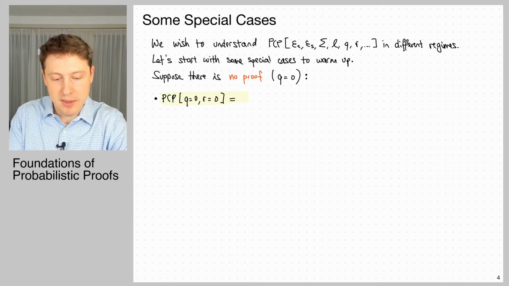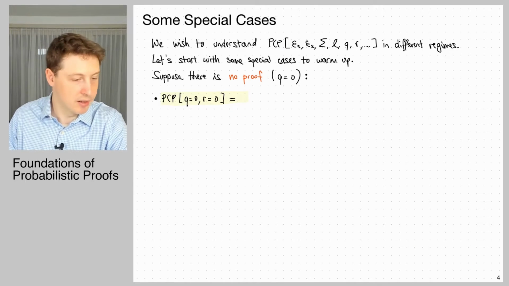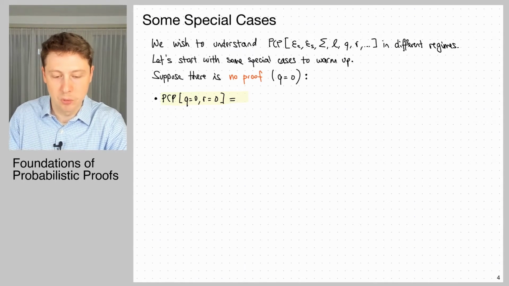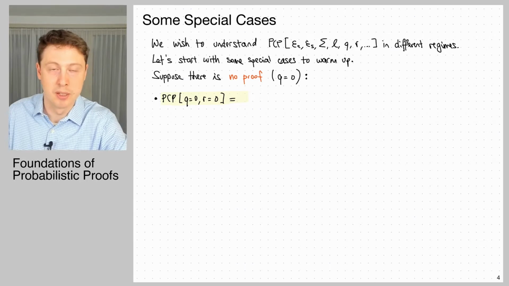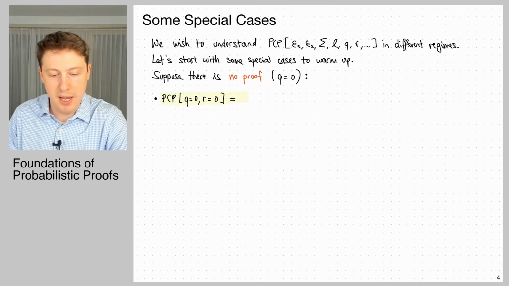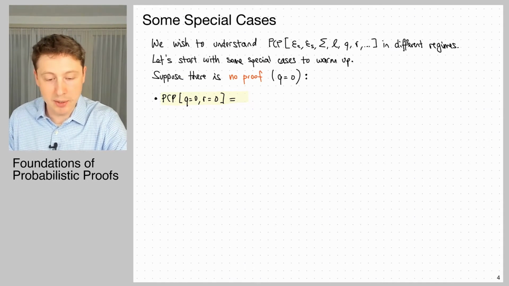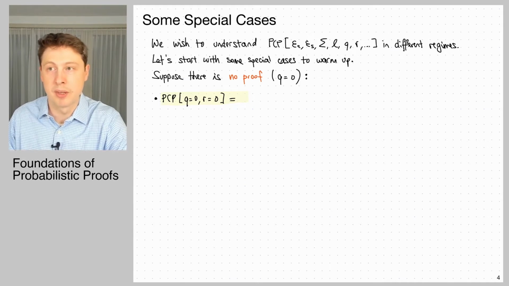So let's say that I consider PCP where there's not just no proof, but no randomness. What class of languages do you expect this complexity class to be? What do you think that this should equal to? So I'm saying take a PCP, and now the verifier cannot make any queries nor use randomness. What should the complexity class that corresponds to this be?